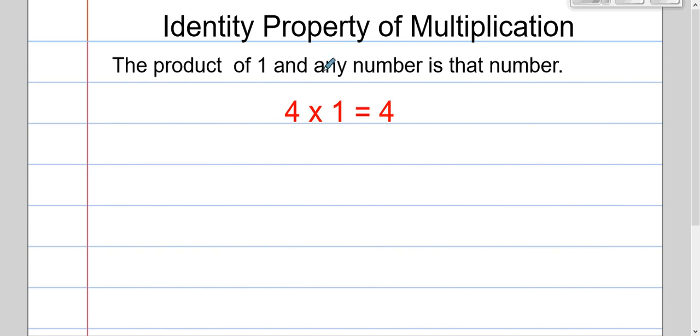The identity property of multiplication. The product of 1 and any number is that number. So what can I multiply 4 by so it maintains its identity? The only thing is 1, and that goes for any number. If I want that number to maintain its identity through multiplication, I can only multiply by 1.